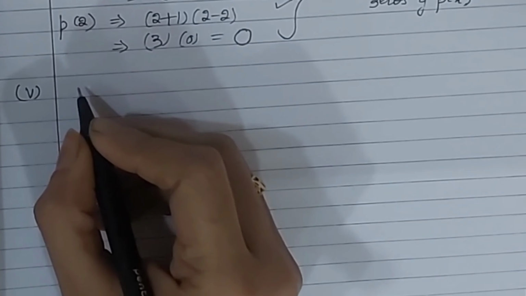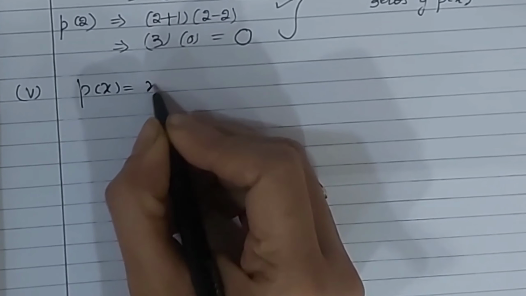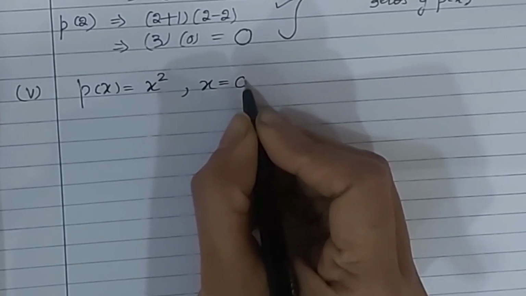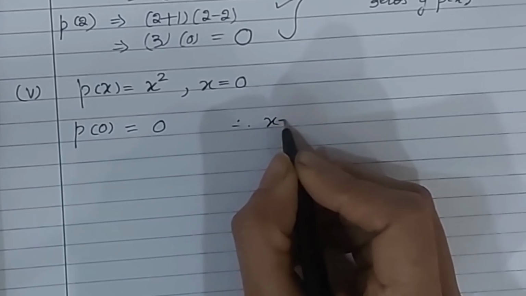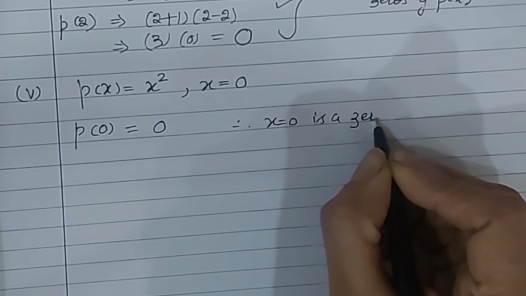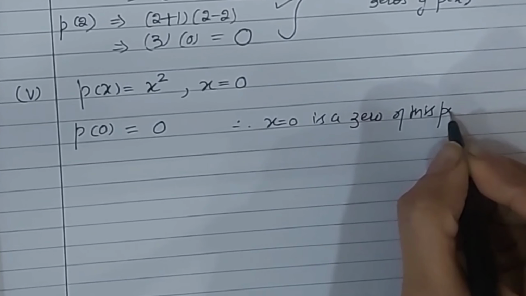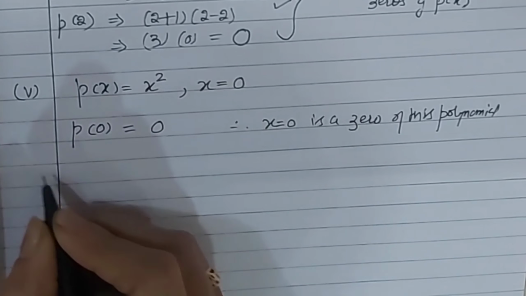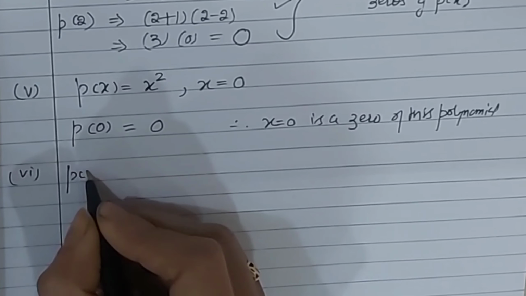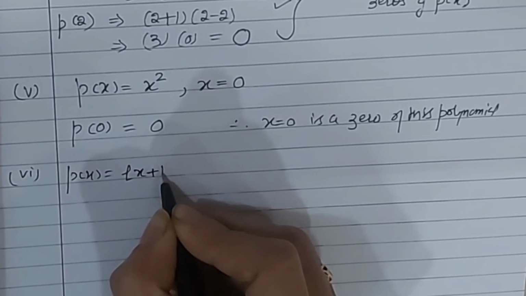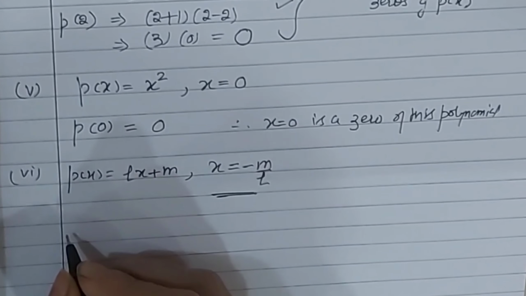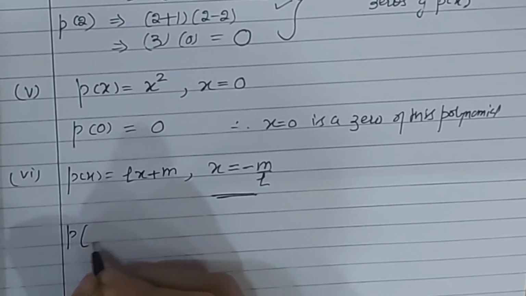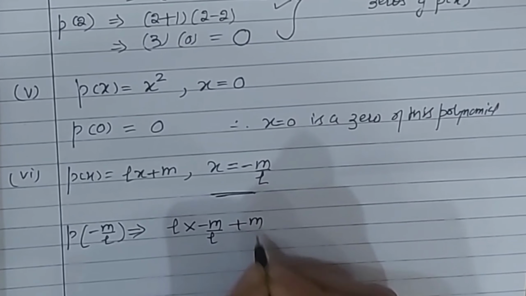Next we have the fifth one. p(x) is equal to x square. We have to check for x is equal to 0. So it's clear that when we put the value of x as 0, we get 0. Therefore, x is equal to 0 is a zero of this polynomial. Next we have 6.1. p(x) is equal to Lx plus m, where if we put x is equal to minus m by L, we have to check for this one. If we put x is equal to minus m by L in this polynomial, we get L times minus m by L plus m.